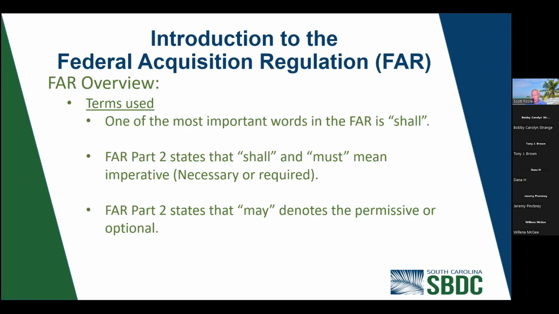One of the most important words in the FAR is "shall." FAR Part 2 states that "shall" and "must" mean imperative. They're necessary or required. Now, in that same FAR Part 2, it states that "may" denotes the permissive or optional.